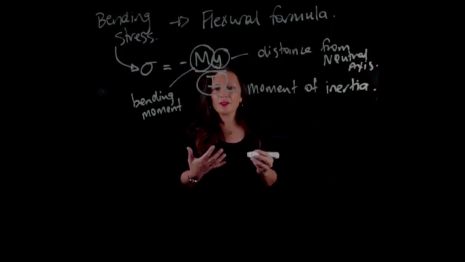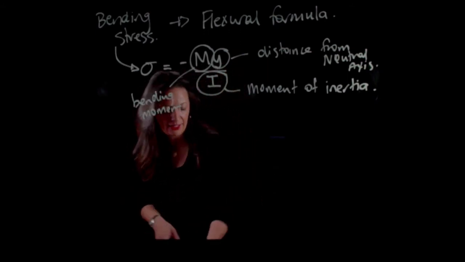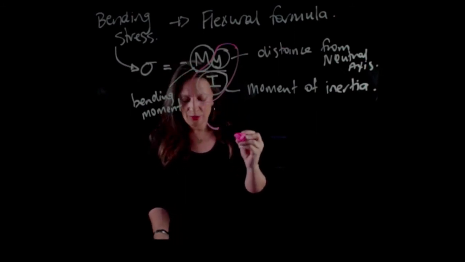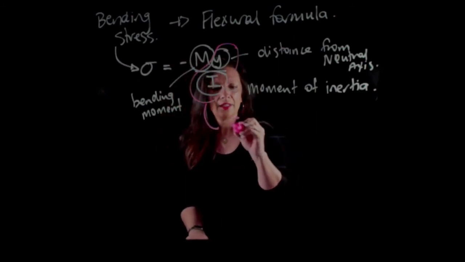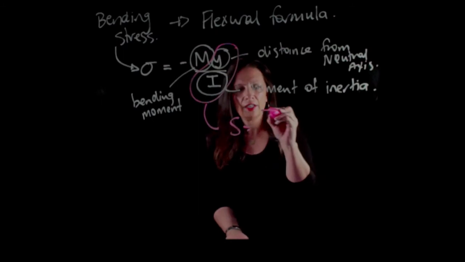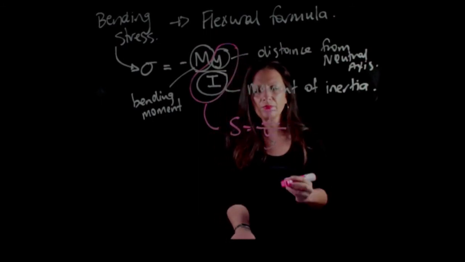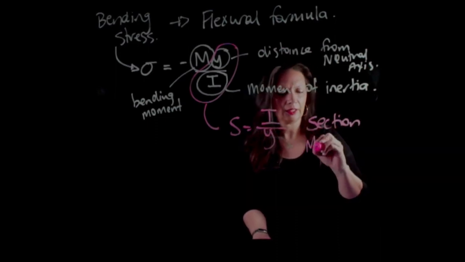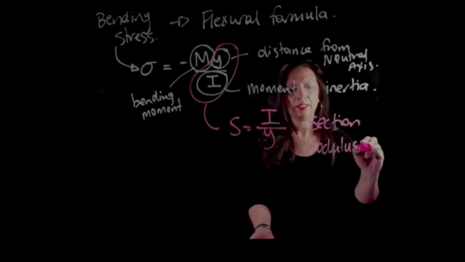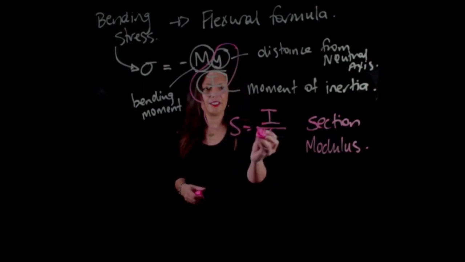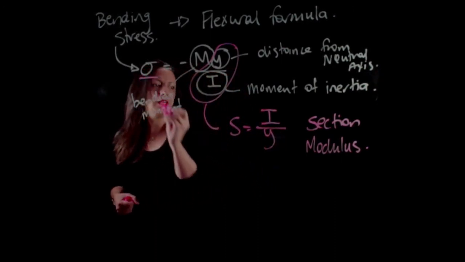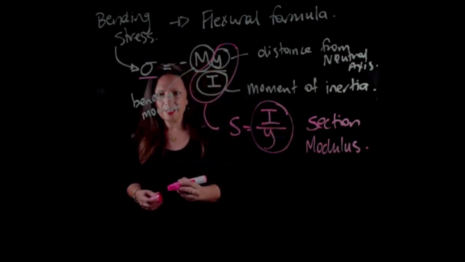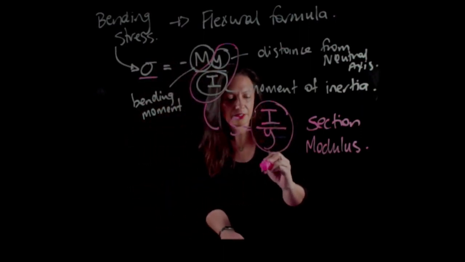So what we're going to take a look at is this, and we can call this S, and it's actually I on y. This is called our section modulus. So we can see that the stress in a beam is dependent on our geometrical properties.